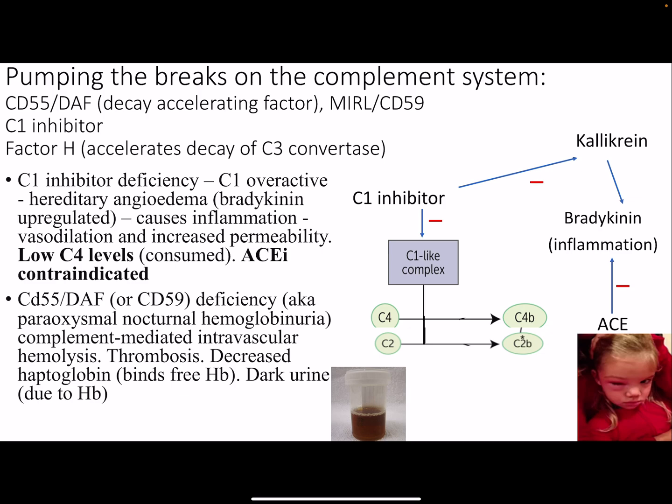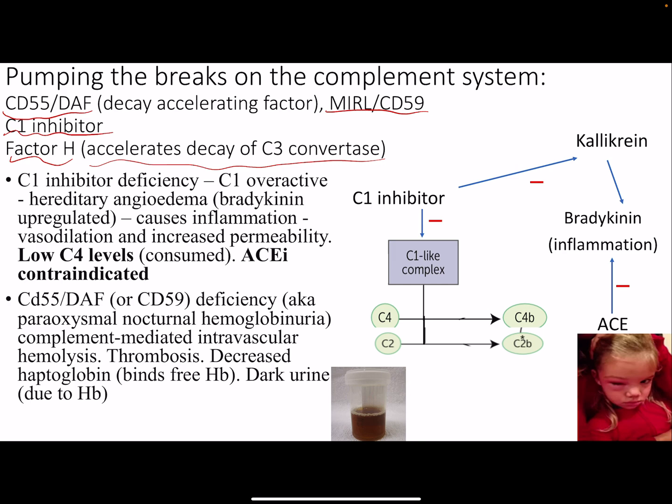Okay, so the complement system is really useful, but obviously if it's overactive, it can be bad. So how can we pump the brakes on it? C55, also known as DAF, and MIRL, CD59, these are going to work together. C1 inhibitor is going to inhibit C1, and then factor H is going to accelerate the decay of a C3 convertase, whether it's the C2b, C4b C3 convertase, or the C3b C3 convertase.